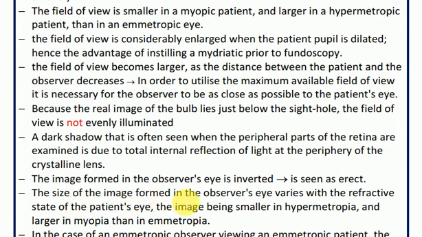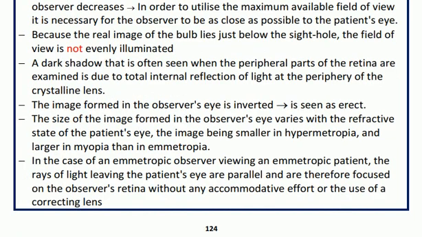The size of the image formed in the observer's eye varies with the refractive status of the patient's eye. So the size of the image depends upon the patient's refraction. The image will be smaller in hypermetropes and larger in myopes. So in myopes, the image is larger and the field of view is smaller. Small field of view and large image.